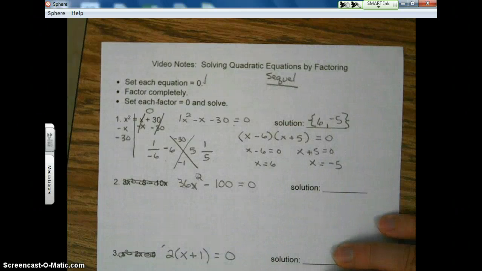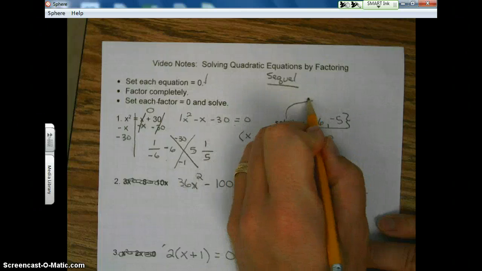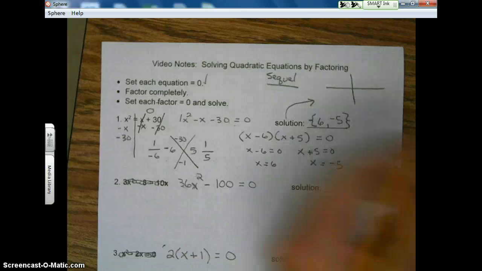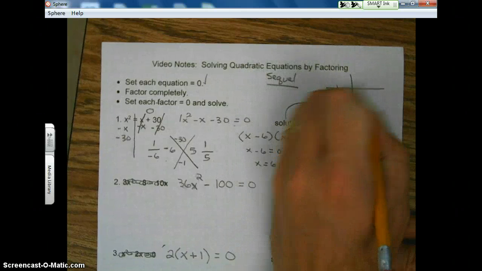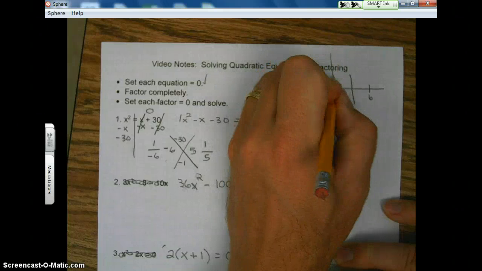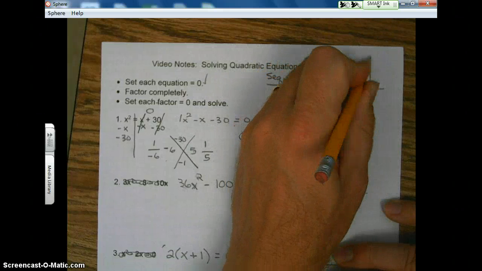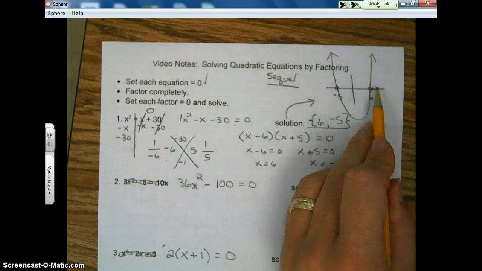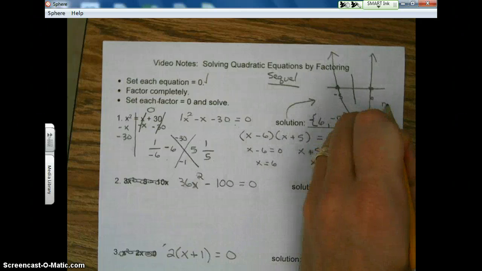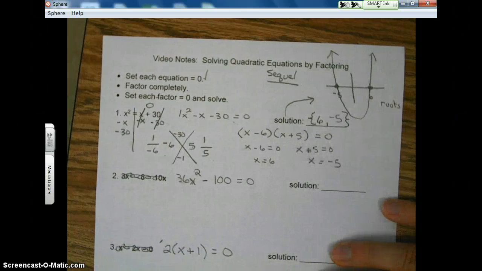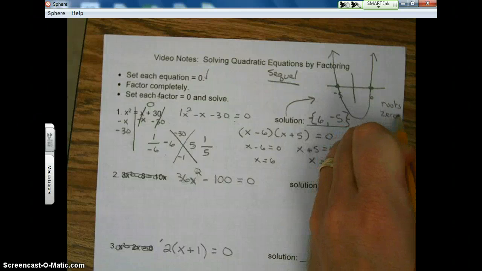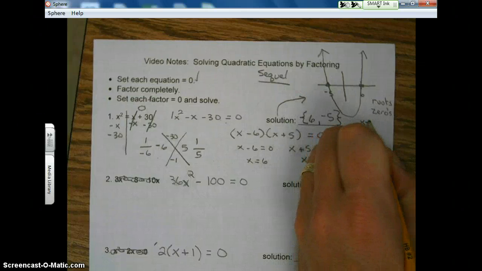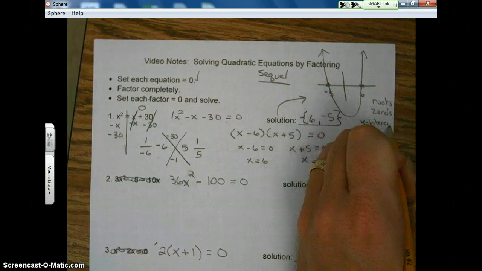Don't forget, solutions, if it's quadratic, don't forget where they're located. Don't forget, solutions are known as roots. They're also known as zeros. They're also known as x-intercepts. Do not forget, they're all the same thing.